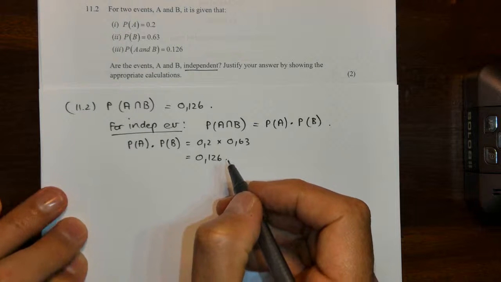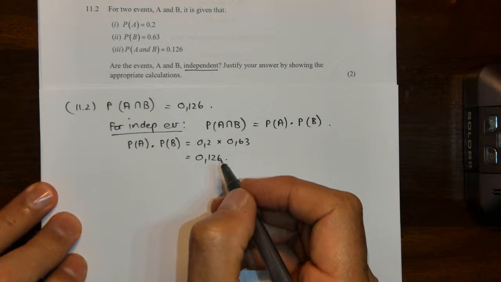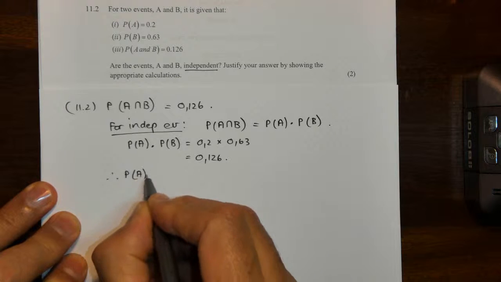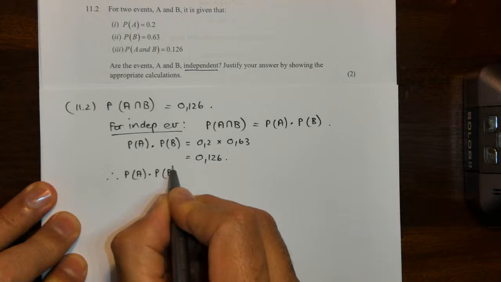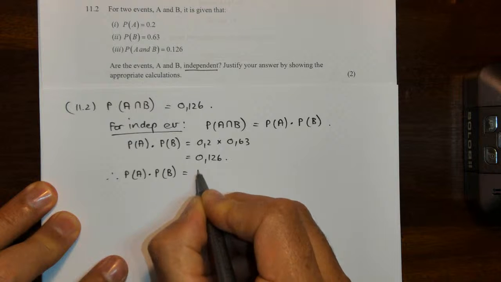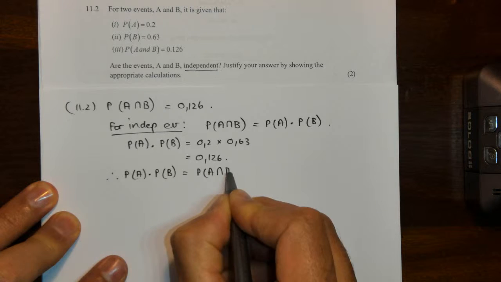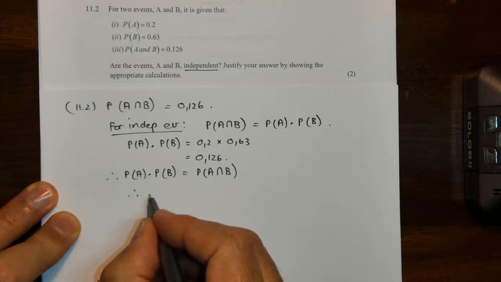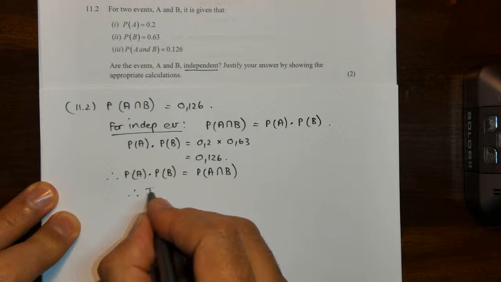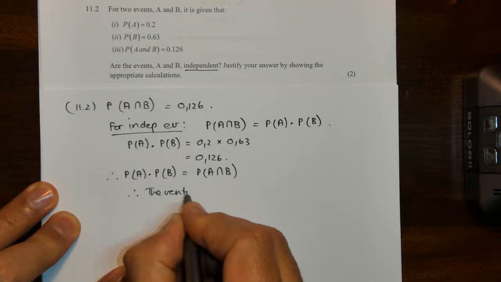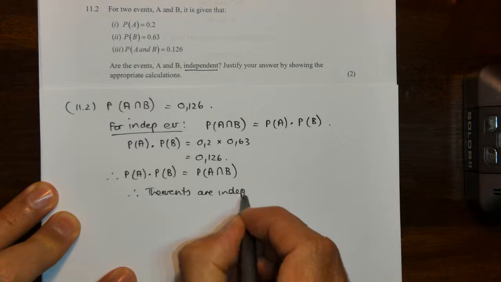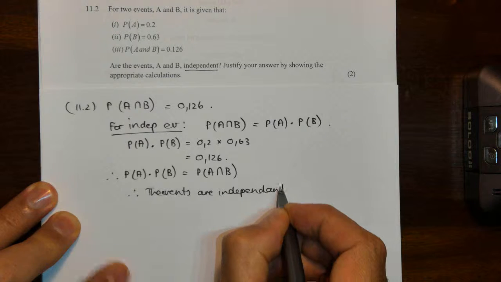0.126. So indeed your result will be that, now conclude this: the probability of A multiplied by the probability of B is equal to the probability of A and B happening. Therefore these events are indeed independent. Okay, that's what you had to prove.